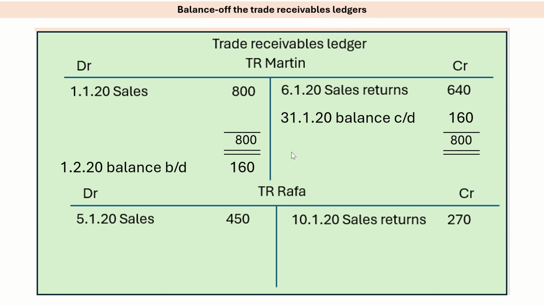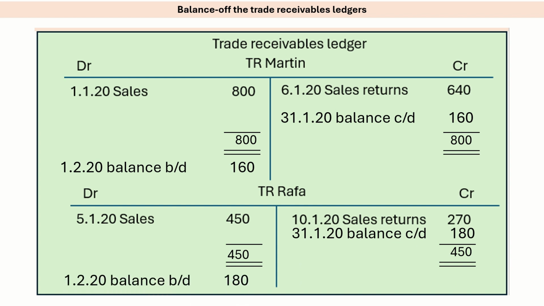Now let's balance off TR Rafa account. As you can see, the debit side is greater. Therefore, bring it to the total, 450 450. Difference 450 take away 270 should give 180. 31st Jan 20 balance carried down. Opposite side as 1/2/20 balance brought down 180.